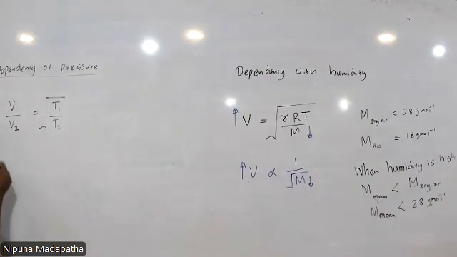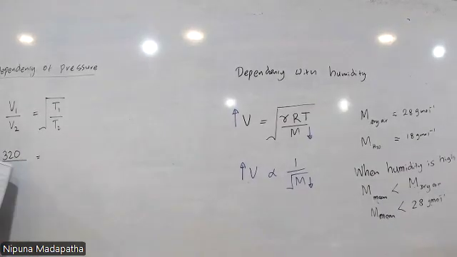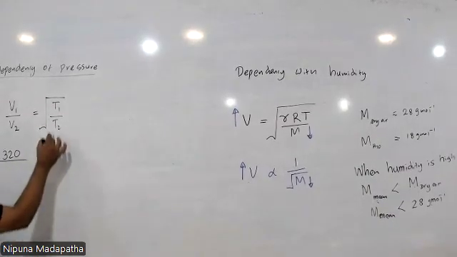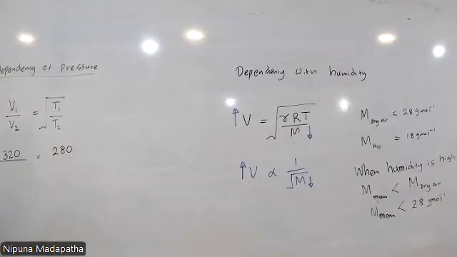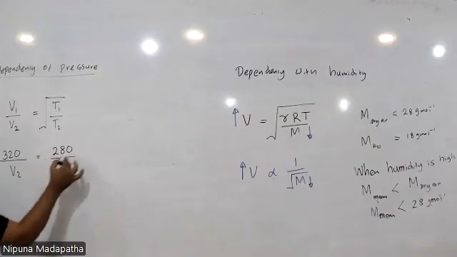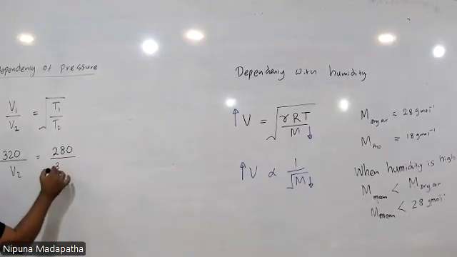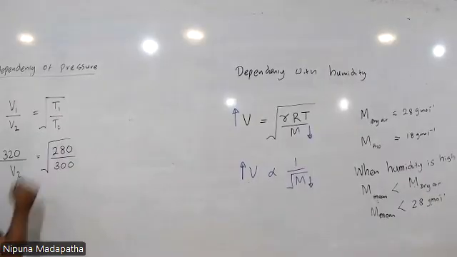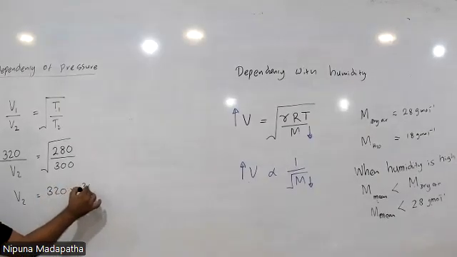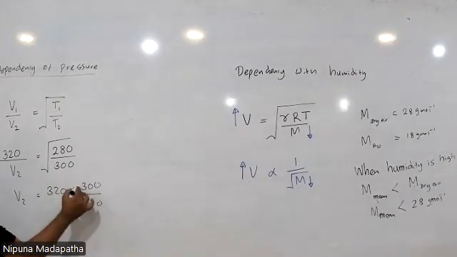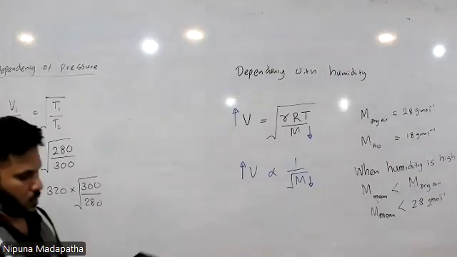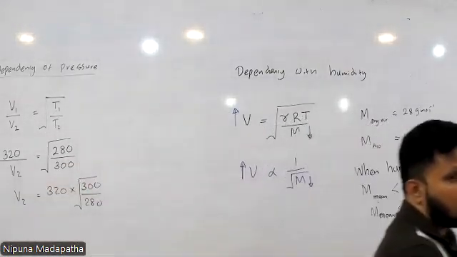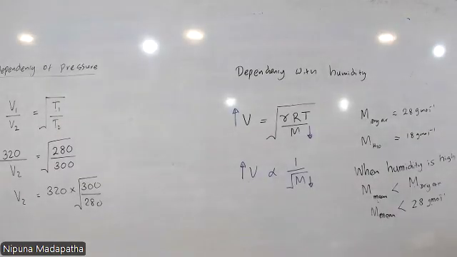Pressure is not relevant. Speed of sound is 320 when the temperature is 7, which in Kelvin is 280. Temperature 27 is 300 in Kelvin. So V2 equals 320 times the square root of 300 divided by 280. What is the value again?